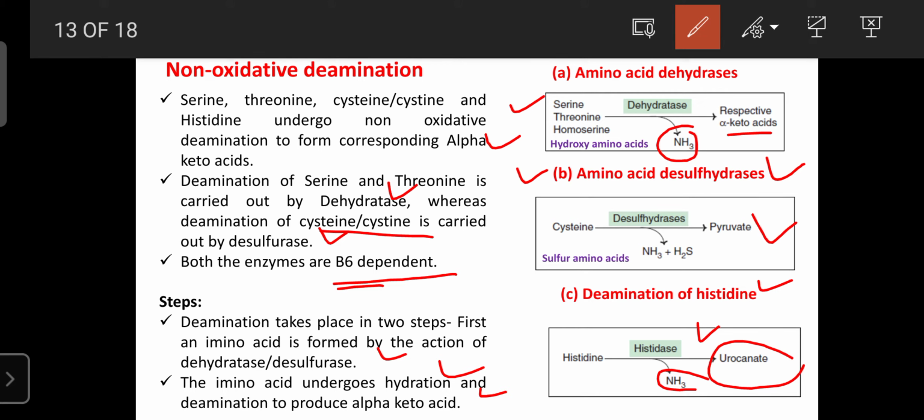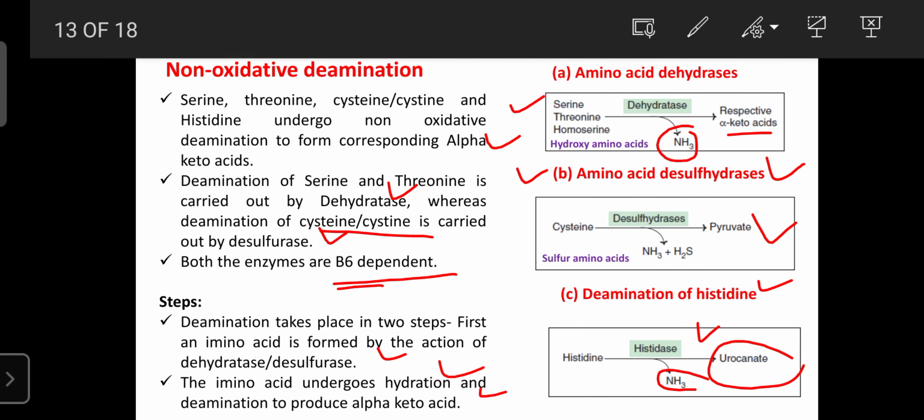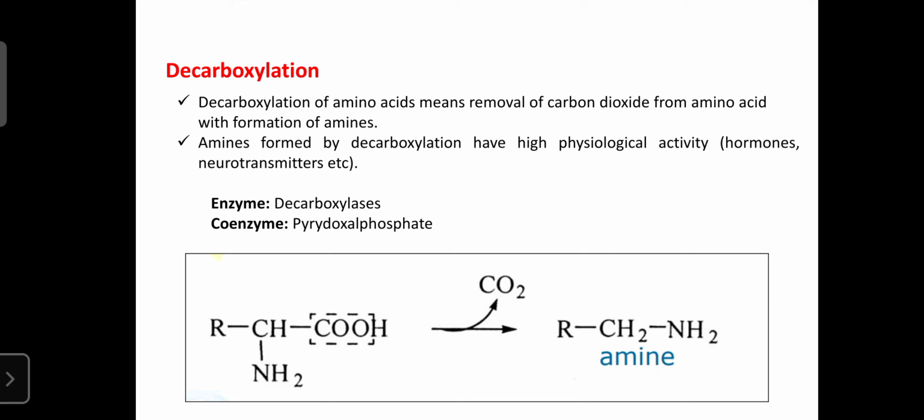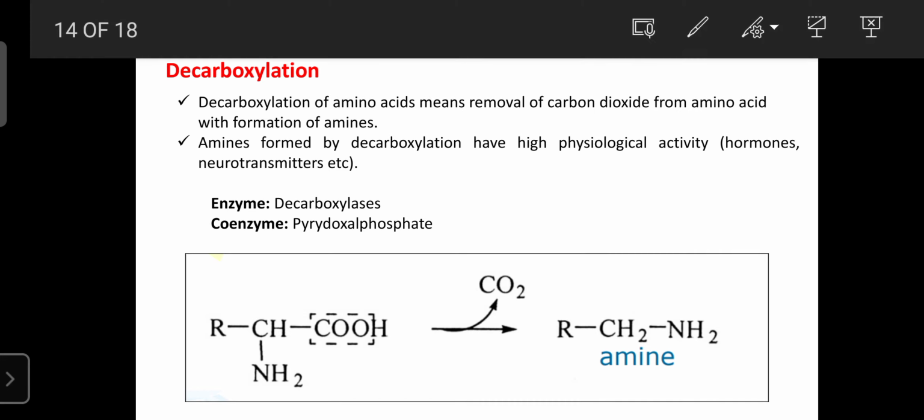Then these alpha keto acids enter the TCA cycle. So this is the mechanism regarding the non-oxidative deaminations. Next, regarding decarboxylation, that is the definition. The decarboxylation of amino acids means the removal of carbon dioxide from the amino acids with the formation of amines.